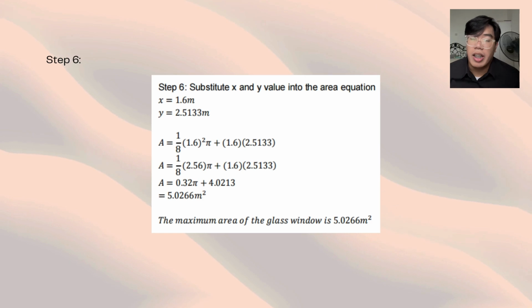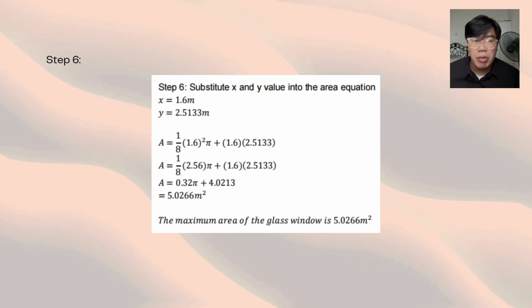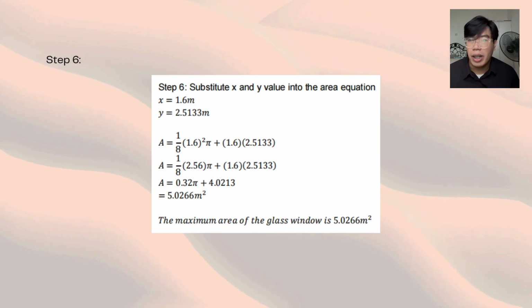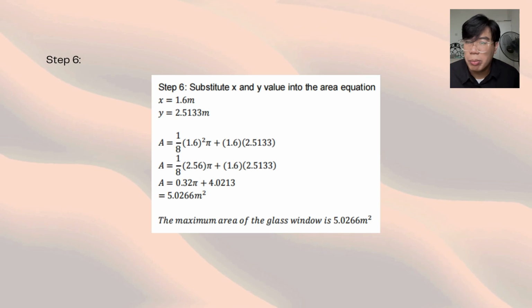Last but not least, I will be explaining step 6, which is the last step in our solution. Right after we obtain the value of x, which is 1.6 meters, and the value of y, 2.5133 meters, we will substitute them to find the total area of the window using this formula: 1 over 8 x squared pi plus x times y. As you can see, we substitute the x and y values into the formula.